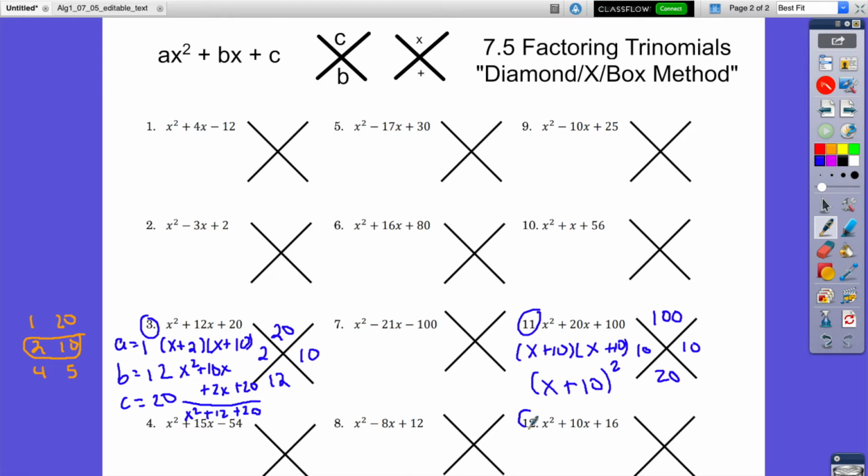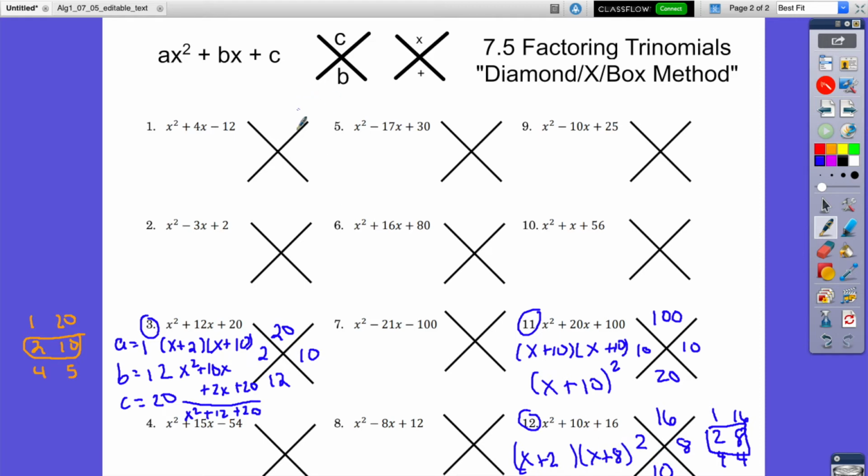Okay, let's move on to number 12 here. 16 goes here, 10 goes here. So what two numbers multiply to 16 but add to 10? So let's think. 1 and 16, that doesn't make 10. 2 and 8, does that make 10? No. Oh, maybe it does. Let's check one more. 4 and 4, that definitely does not. So here it is, 2 and 8. 2 times 8 is 16. 2 plus 8 is 10. So we're going to do our double parentheses here: x plus 2 and x plus 8.